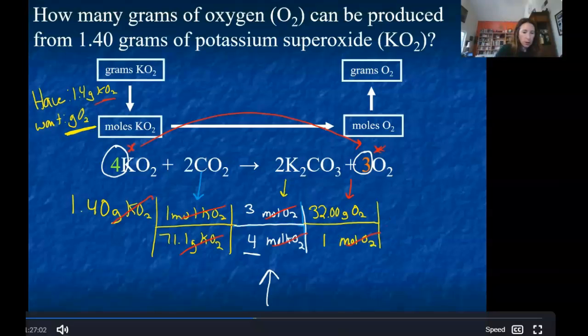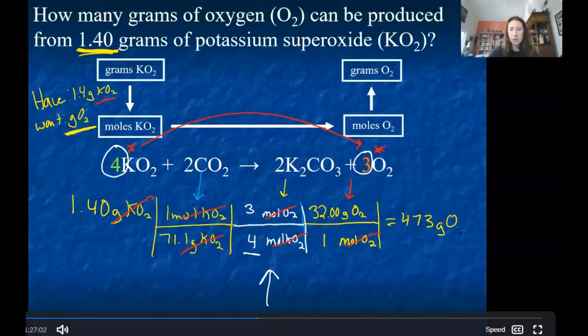Now, how many sig figs can I have in my answer? 3. Yeah, because this is 3 sig figs. So that means we have to have 3 significant figures in our answer, right? The last thing we do every single time is check these sig figs. And so I think it's 4, 7, 3. That looks like the consensus. I'll do it again in a second. Grams of O2. 0.473.